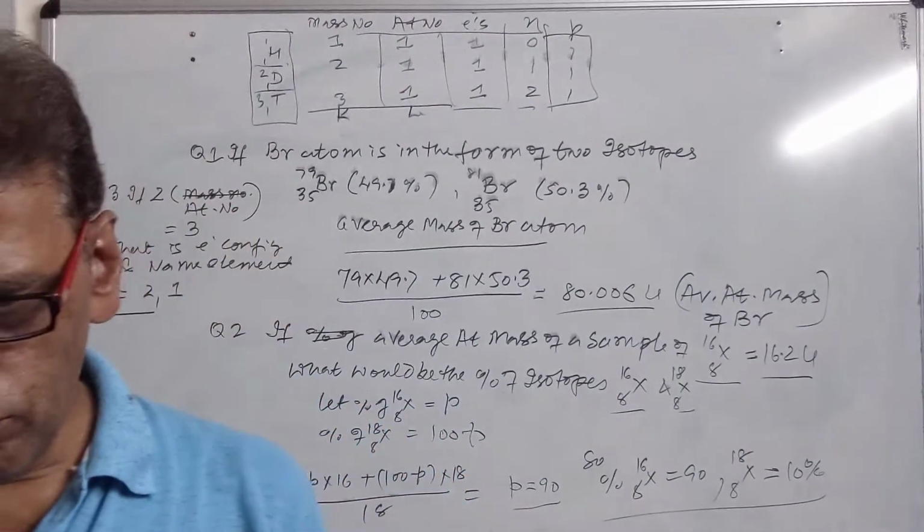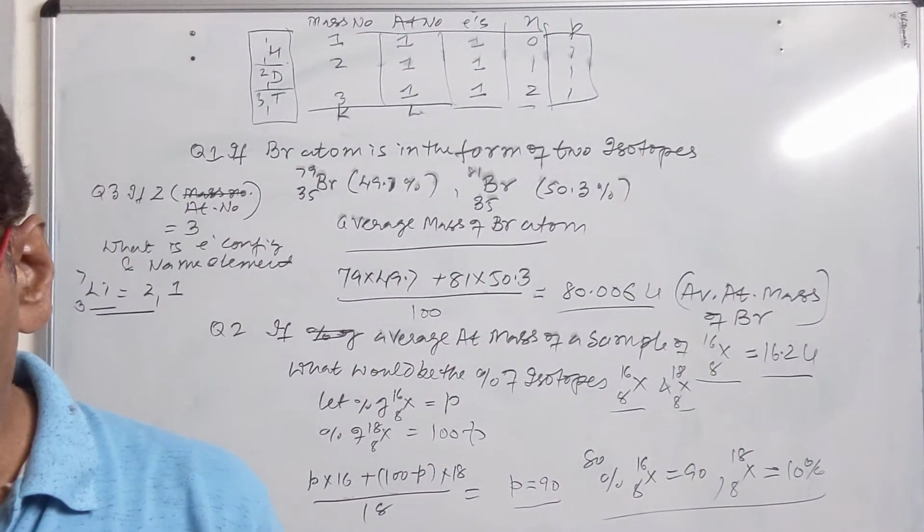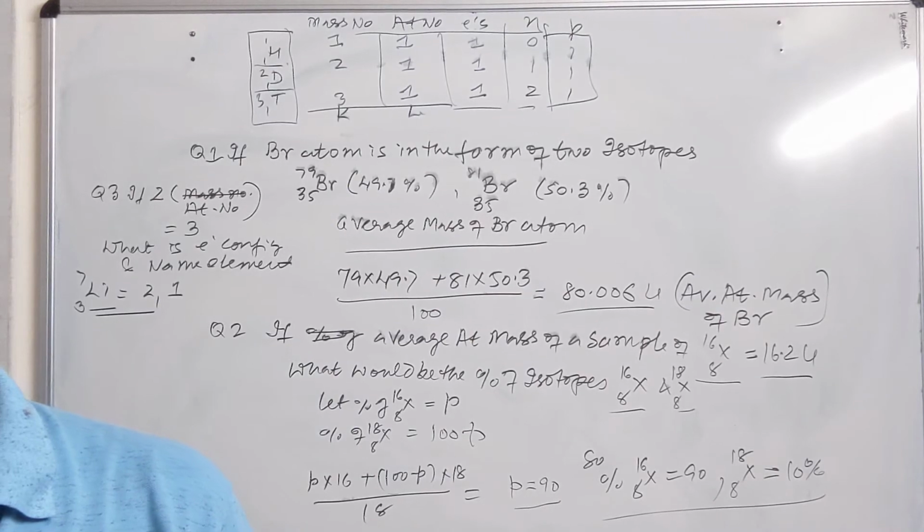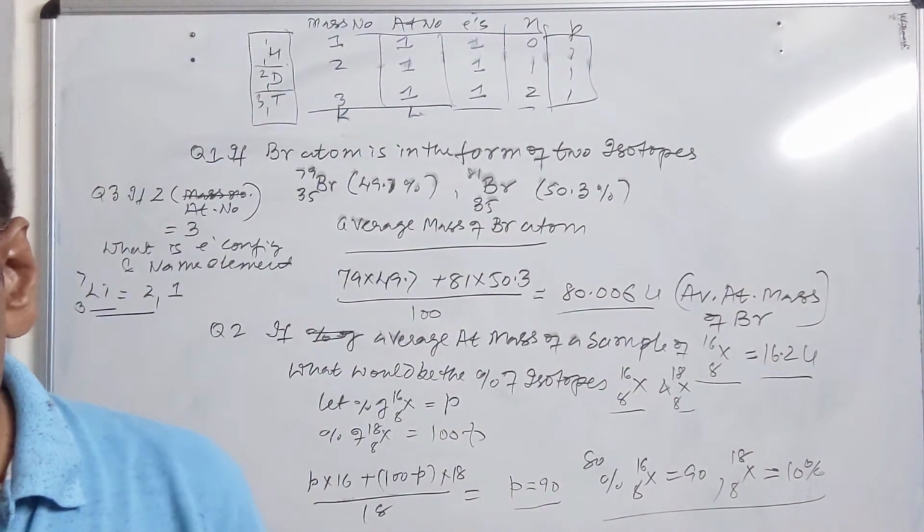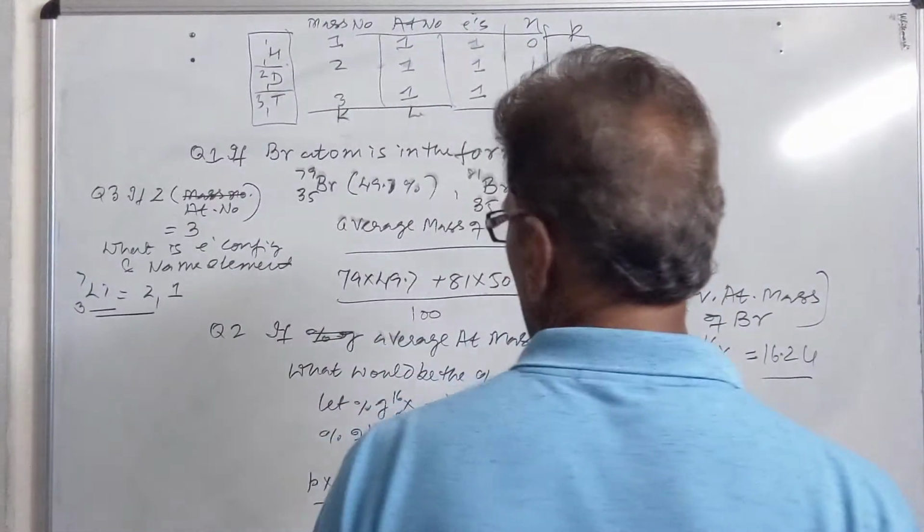Then the composition of the nuclei of two atomic masses X and Y are given below. The composition of the nuclei.